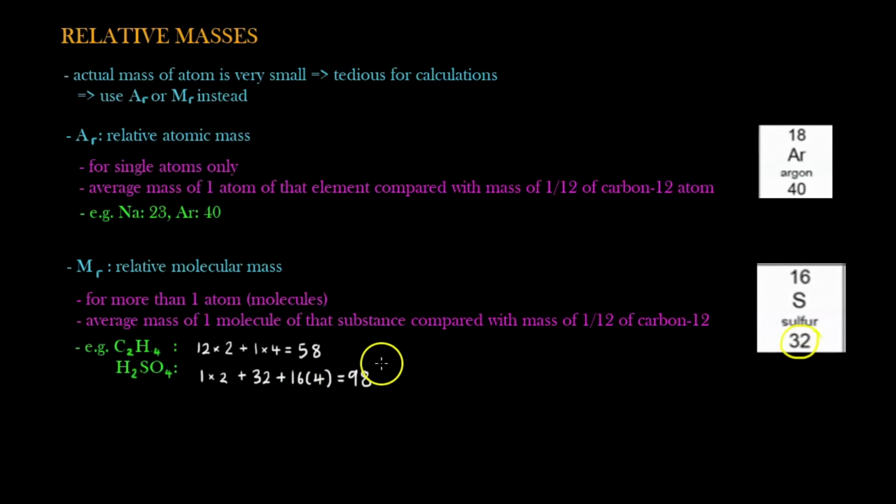and it will give me a total of 98. So what's the difference is that you can see that in AR, I just take the number directly from the periodic table, whereas for MR, I have to take the periodic table numbers and add them up, multiply them, for example, add them up with other atoms. So this is the difference, because MR has more than one atom, whereas AR has only one atom. And that will sum up the mole concept and the relative masses.